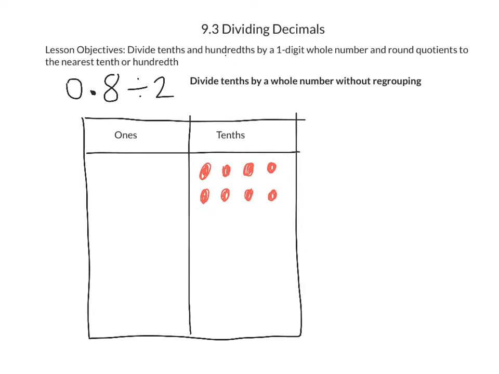So I went ahead and represented 8 tenths. Our problem is having us do 8 tenths divided by 2. So we can go ahead and separate our 8 tenths into 2 equal groups. When we do that, we would be left with 4 tenths in each of our 2 groups, which means that 8 tenths divided by 2 is equal to 4 tenths.